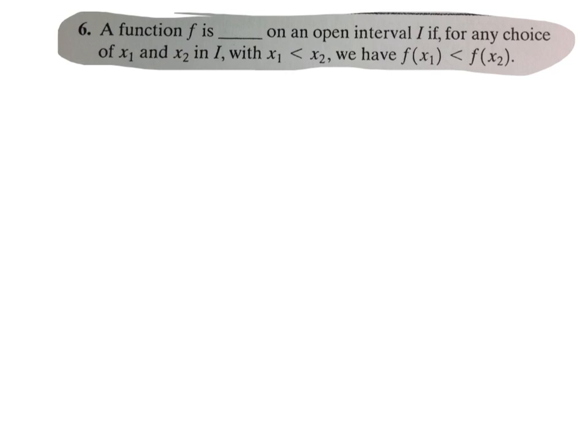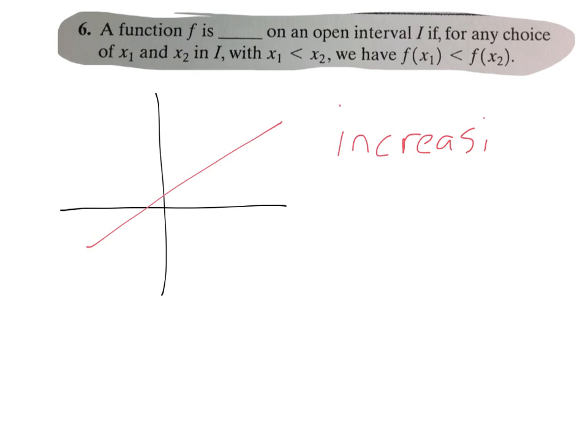Looking at this problem from the homework last night, to start off before we get into some new topics. We're talking about a function f is blank on an open interval I if for any choice of x1 and x2 in I, with x1 being smaller than x2, then the y value that relates to x1 is going to be smaller than the y value that relates to x2. So essentially, for any two values of x on this interval, the smaller x value is always going to give a smaller y value compared to the larger x value, meaning the function is increasing. The vocab word we're looking for there is increasing.